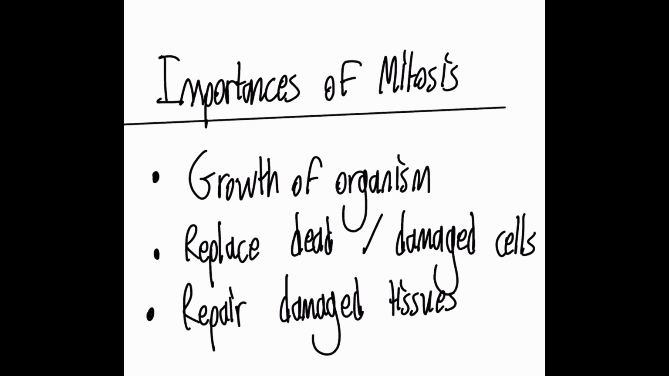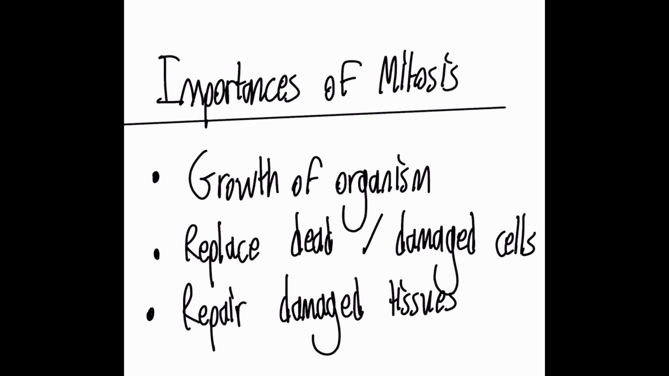The second importance is that mitosis helps to replace dead or damaged cells. For example, red blood cells that are dead need to be replaced. So, where do we get the new red blood cells from? Mitosis is the process that helps supply them. Finally, mitosis also helps to repair damaged tissues. An example of tissues could be our skin. Let's say we were to cut ourselves, mitosis could supply the new cells that we need to repair the damaged tissues, or in other words, the skin.